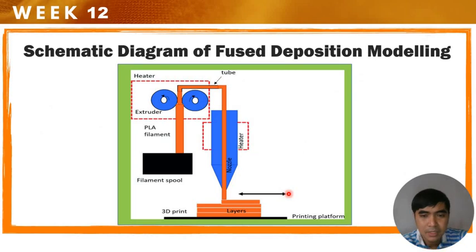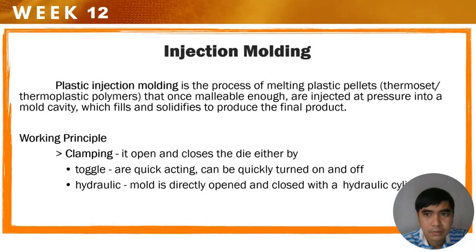Okay, so this is the schematic diagram of fused deposition modeling, or FDM. So this is the nozzle, and it deposits the melted plastics on the workpiece, layer by layer, until it forms a single product. Okay, so those are the three kinds of 3D printing. First is SLS, second is SLA, and third is FDM.